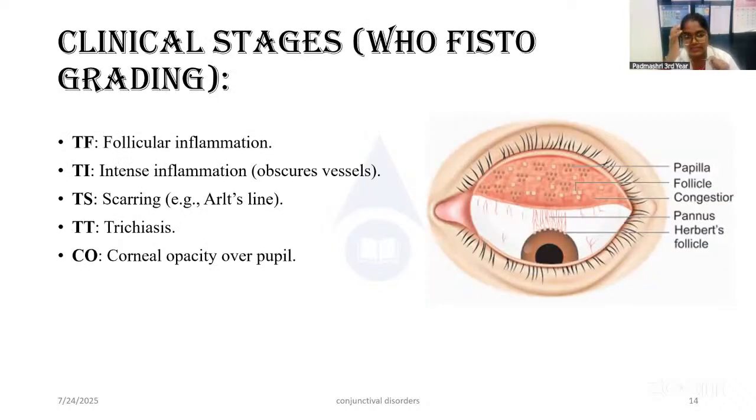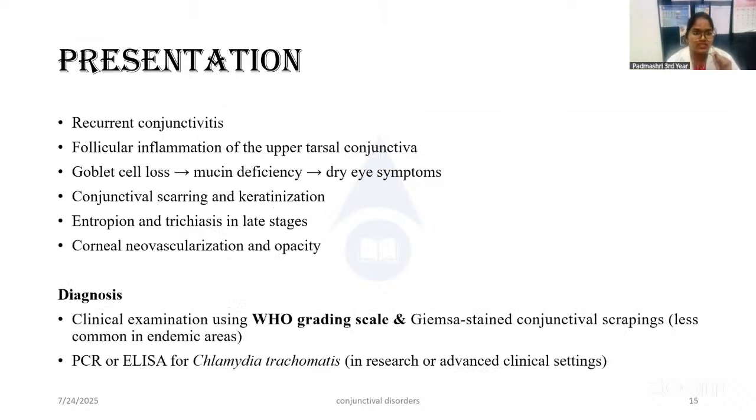Clinical grading. TF is follicular inflammation, TI is intense inflammation, TS is scarring, TT is trichiasis, CO is corneal opacity. Presentation. Recurrent conjunctivitis, that is follicular inflammation of the upper tarsal conjunctiva. Goblet cell loss, which leads to mucin deficiency, which results in dry eye symptoms. Conjunctival scarring and keratinization. Entropion and trichiasis in late stages, corneal neovascularization and opacity.